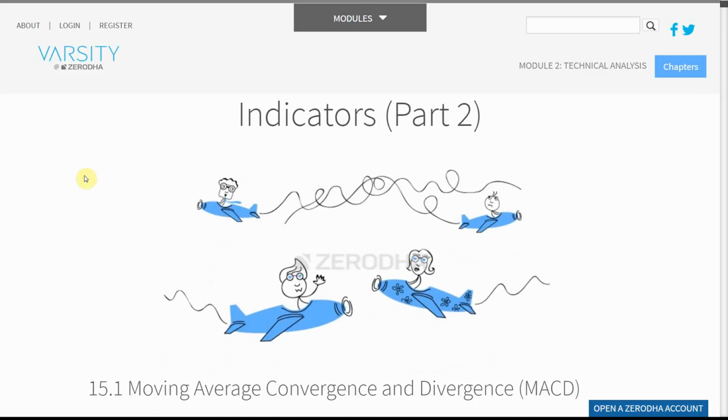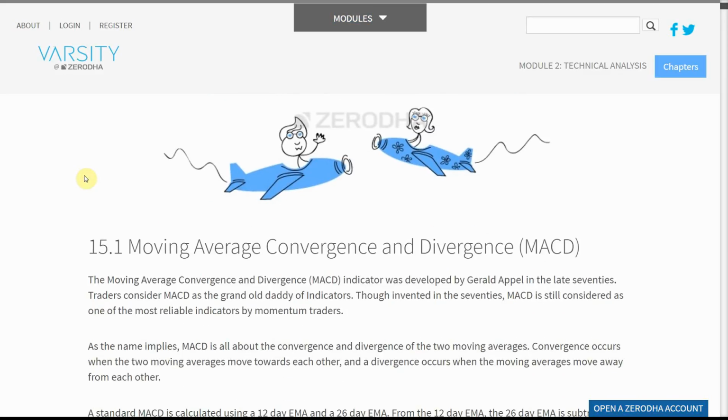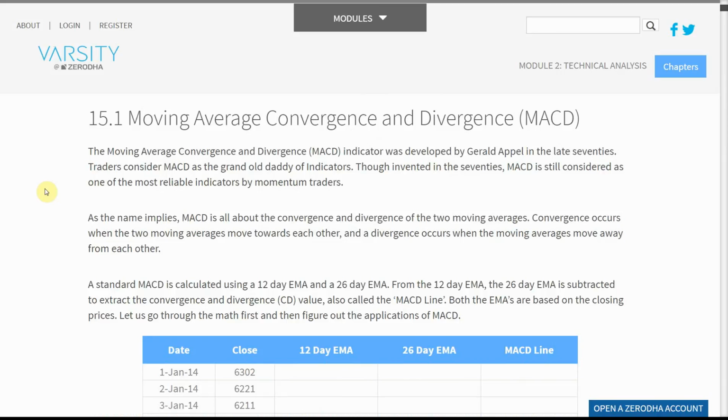Chapter 15: Indicators, Part 2. 15.1 Moving Average Convergence and Divergence, MACD. The MACD indicator was developed by Gerald Appel in the late 70s. Traders consider MACD as the grand old daddy of indicators. Though invented in the 70s, MACD is still considered as one of the most reliable indicators by momentum traders.